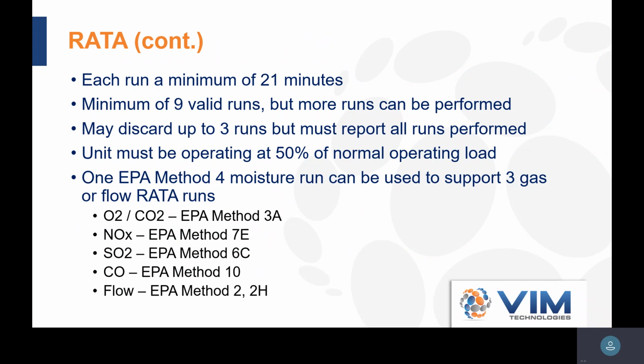So for a RATA, each run is a minimum of 21 minutes. You have to do at least 9 runs, but you can do more. Then you can throw out up to 3 runs. So if you do more than 12 runs, you need to include those additional runs in your average.